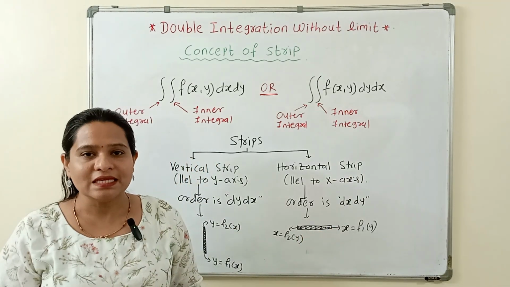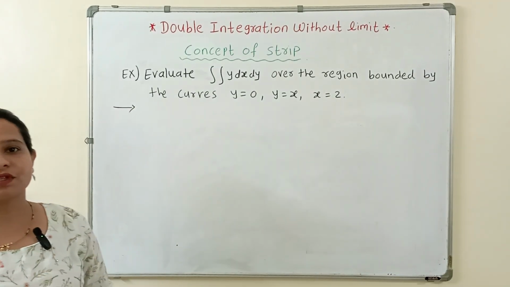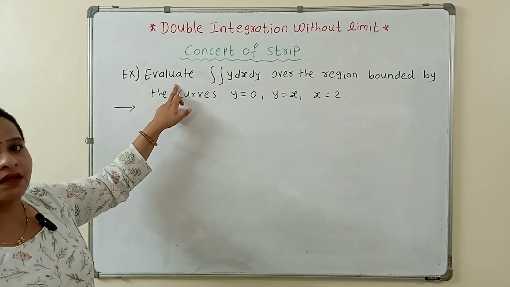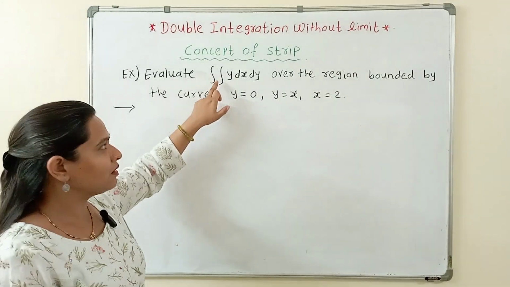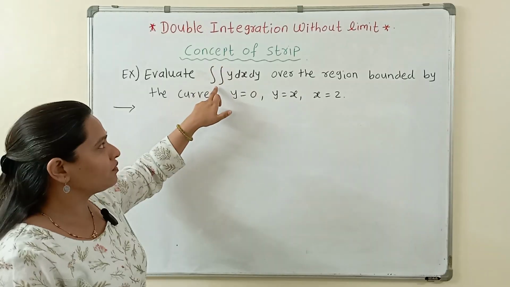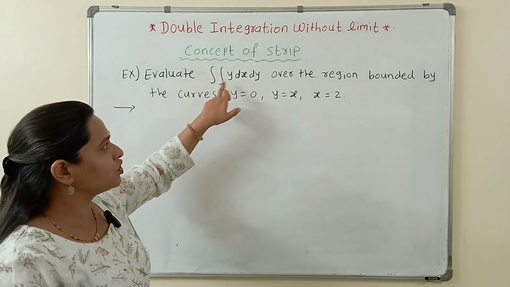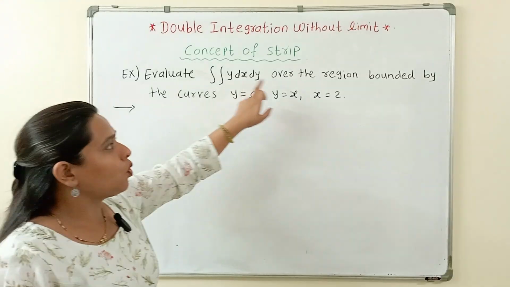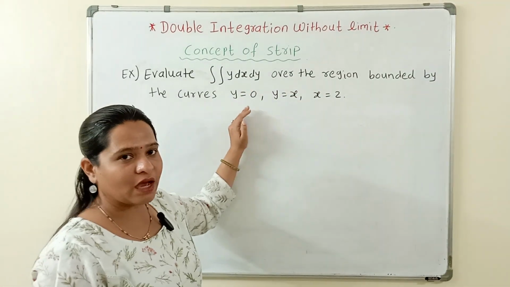Now let us quickly see some examples. So generally the example of double integration without limit looks like this. The example is: evaluate the double integration. Now here you can see that the limits of double integration are not given. So here we have to evaluate the double integration of function y over the region bounded by the curves, and here we have the three curves.